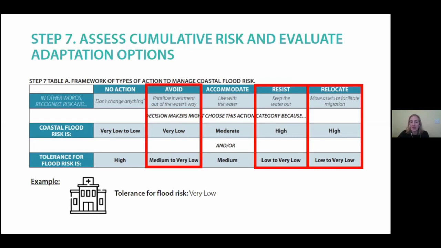And the step 7 table B, which is in the guidance as well, offers more action ideas to help you brainstorm and get creative. The worksheet also has some useful tools and tables that you can play around with when you're trying to populate your options for step 7 and for some of the other steps, as well. Next slide.